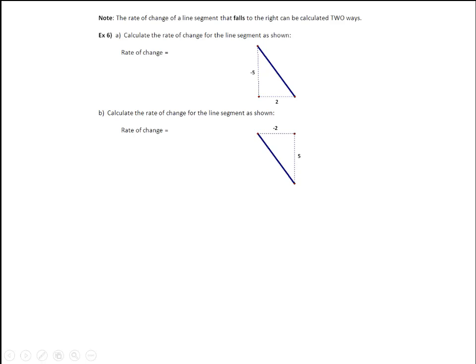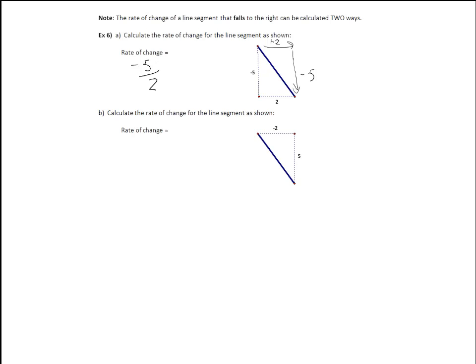Let's finish this up. The rate of change of the line segment falls to the right can be calculated 2 different ways. Calculate the rate of change shown. You can calculate rate of change in 2 different ways. In this case, we actually calculated run as a positive. So we went over 2 and then down 5, which is negative 5. So then you end up with negative 5 over 2. Okay, and this is in proper form because we have a negative numerator and positive denominator.